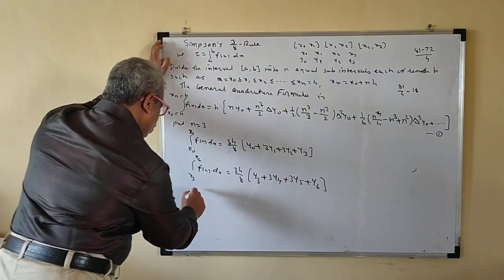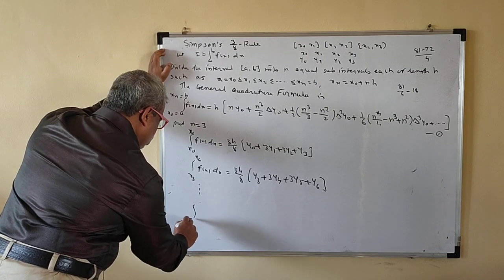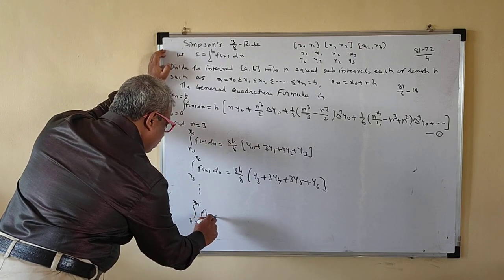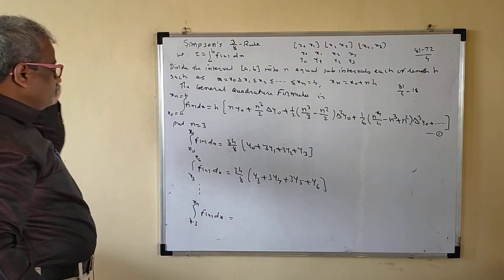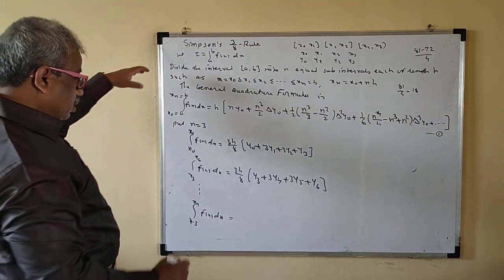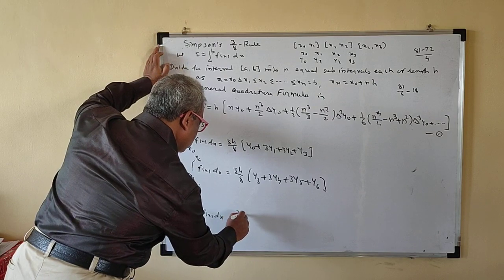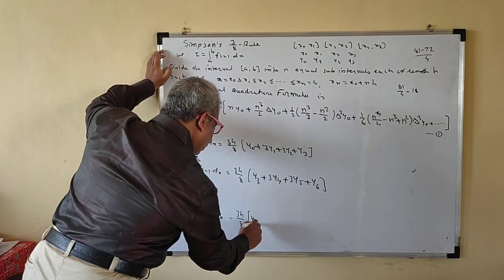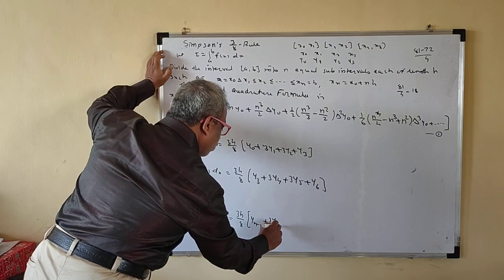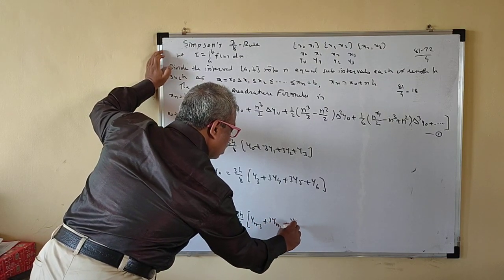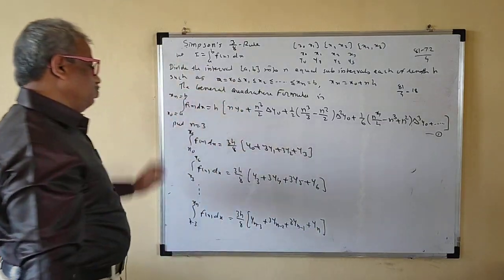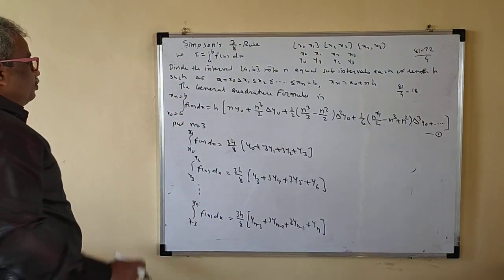Okay. So dot dot dot, the integral from xn minus 3 to xn of f of x dx is 3h by 8 (yn minus 3 plus 3yn minus 2 plus 3yn minus 1 plus yn).